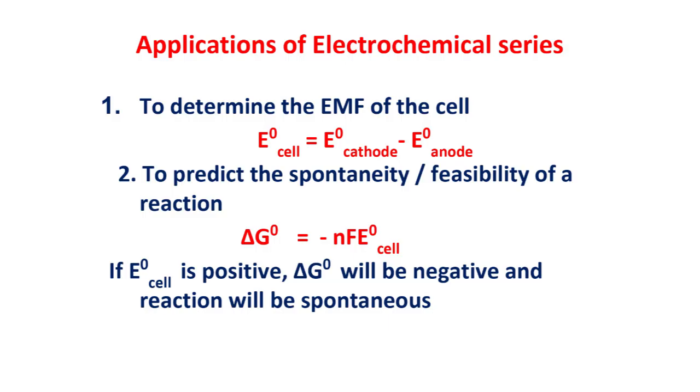First one is we can calculate the standard EMF of the cell using electrochemical series. The EMF of the cell can be expressed as E naught cell is equal to E naught of the right electrode minus E naught of the left electrode, or E naught cell is equal to E naught cathode minus E naught anode. So we can directly get the values of E naught of cathode and anode from the electrochemical series, so that we can calculate E naught of the cell or EMF of the cell using electrochemical series.